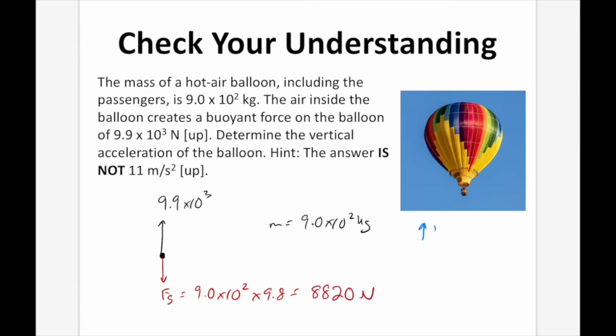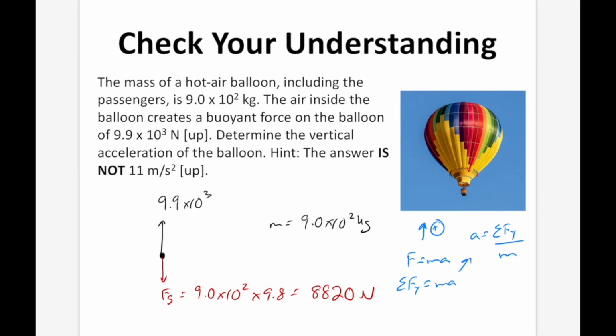So if we say that up is positive, our equation is F equals ma. Now we're only concerned about the forces in the y direction. So we're going to say the sum of the forces in the y direction is going to equal mass times acceleration. And then we can simplify and say acceleration is going to equal the sum of the forces in the y direction divided by the mass.